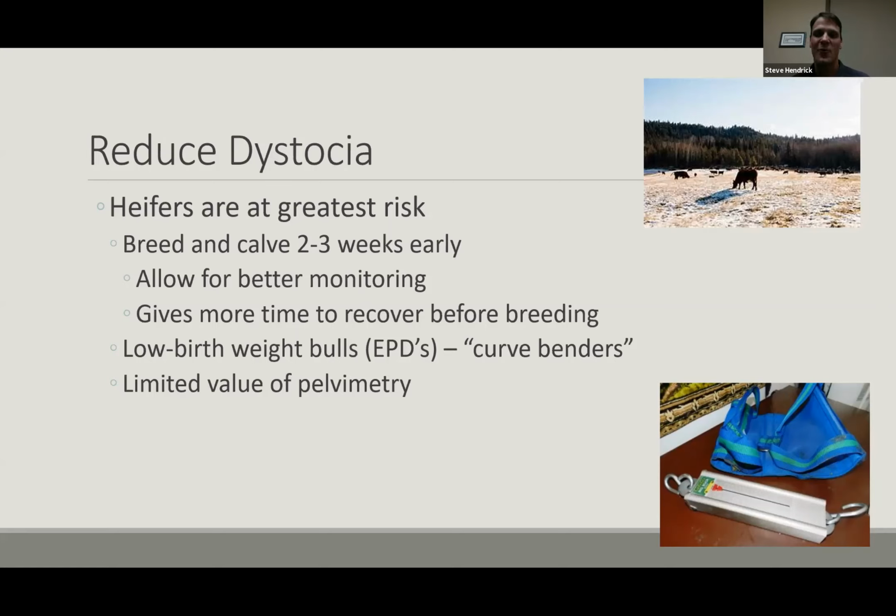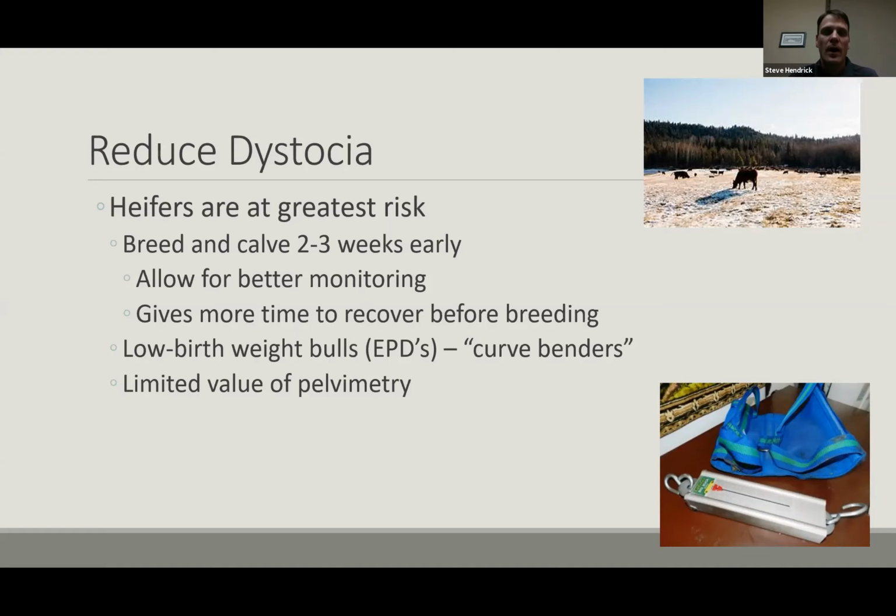And so we want to make sure that we have good growthy calves, and we don't want to end up with a bunch of small calves at the end. So having what we call curve benders is probably what we're striving for, to identify and make sure that we can have some good growth once they're born. Have them born small enough that it's easy on the heifer, but still do well.